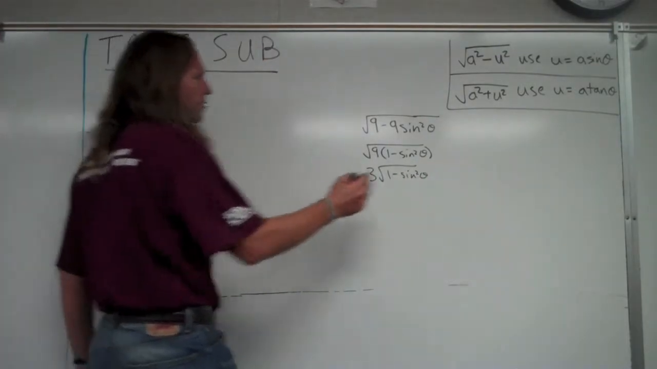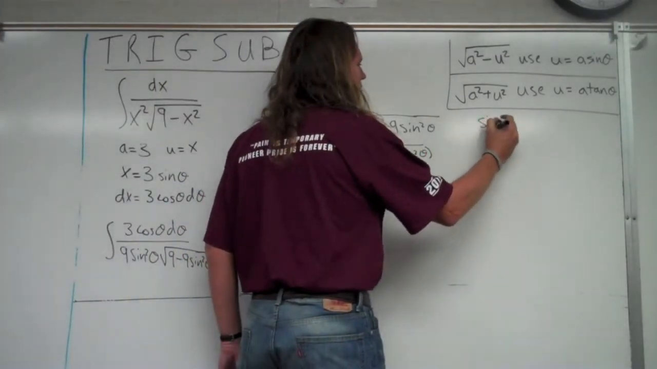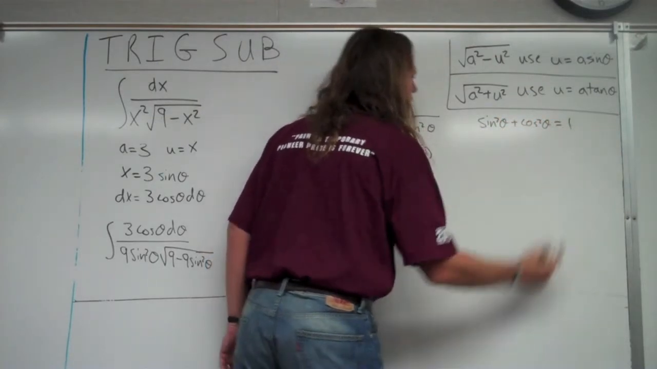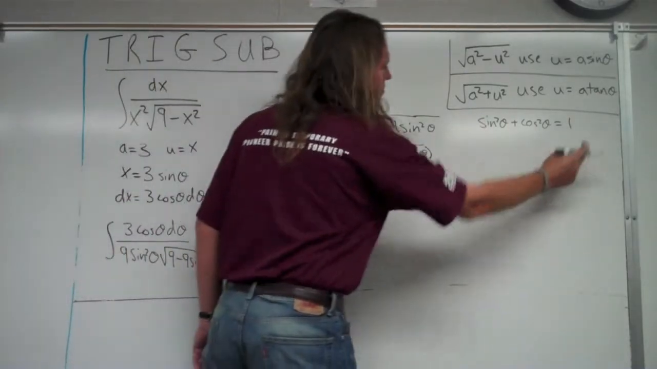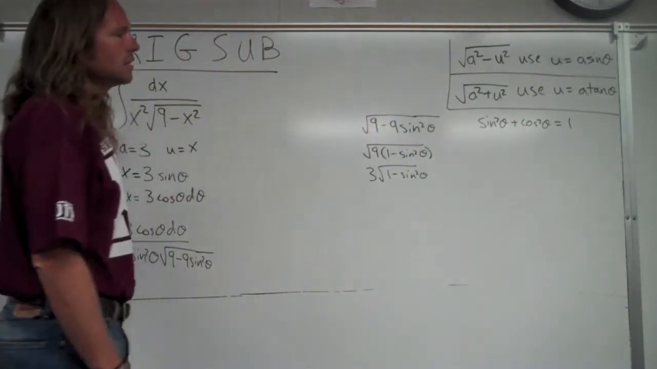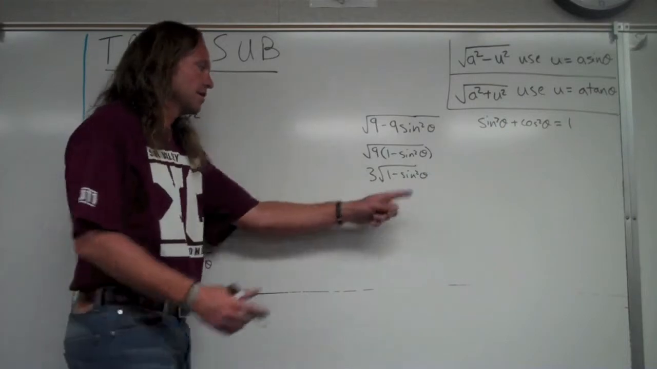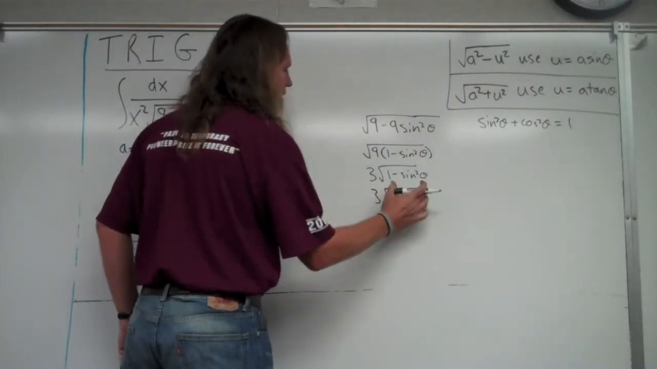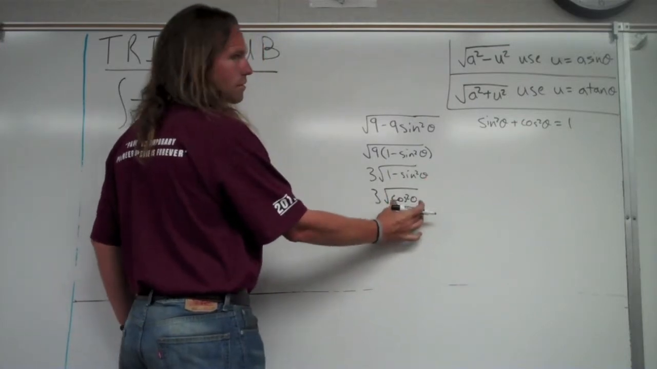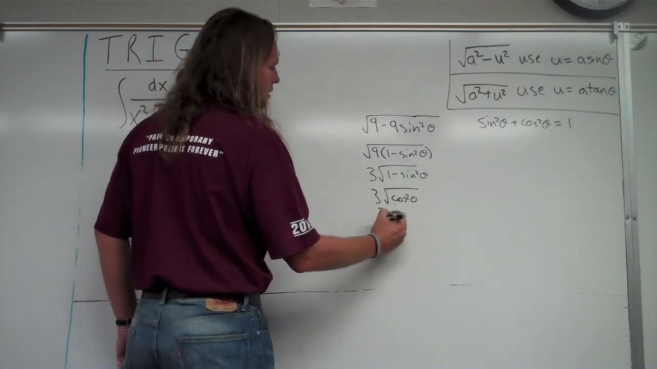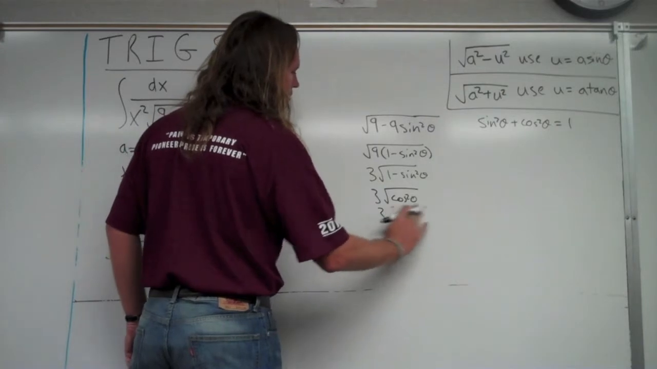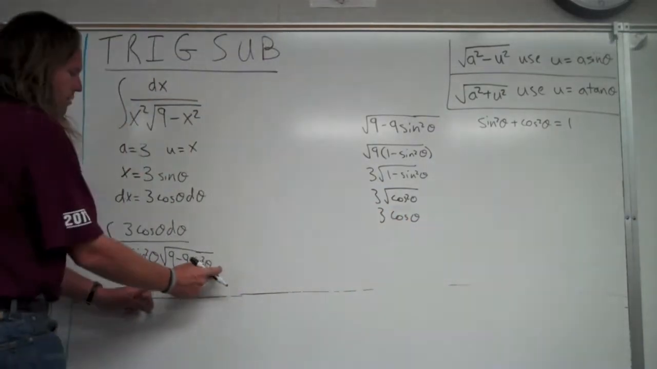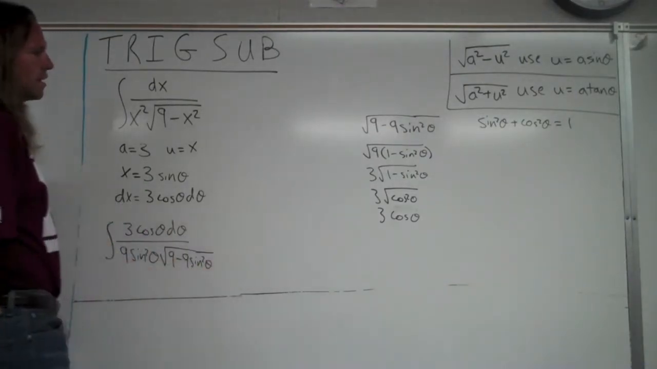And from our trig identity, sine squared theta plus cosine squared theta equals 1. If you subtract sine squared from both sides, you get cosine squared theta is equal to 1 minus sine squared theta. So I will substitute that in here. Again, 1 minus sine squared theta is just equal to cosine squared theta, that's why I substituted it. I'll take the square root of that, and it becomes cosine theta. So this whole square root thing right here simplifies to 3 cosine theta.